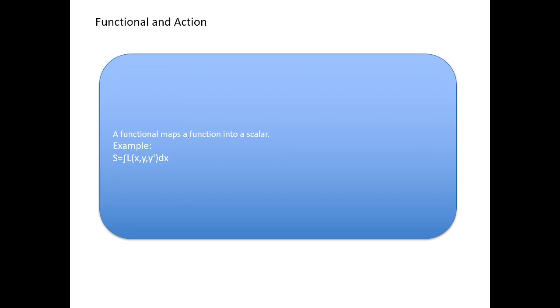A functional maps a function into a scalar. This is a functional, and it is mapped into a scalar quantity. This is called action. The functional is called the Lagrangian. This L of x, y and y dash is called the Lagrangian, and this is the Lagrangian density. So we define the Lagrangian density for some dynamical system and then integrate over the whole region to get the action.